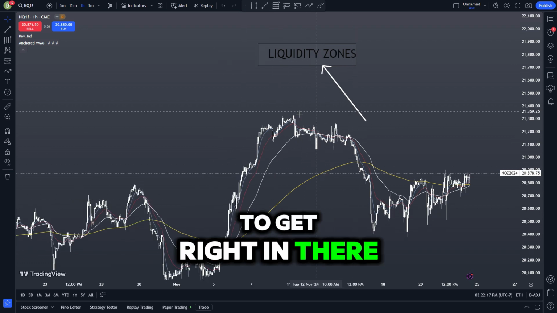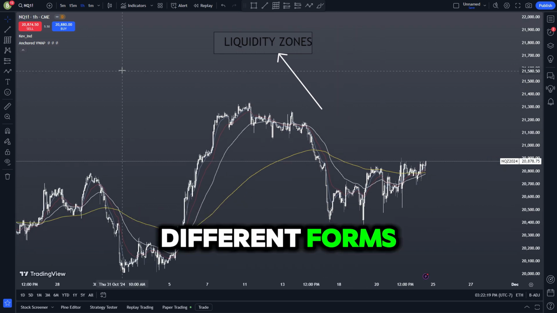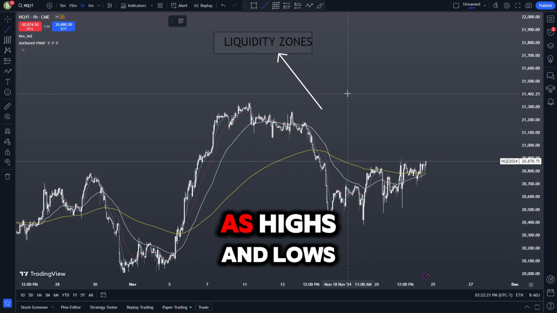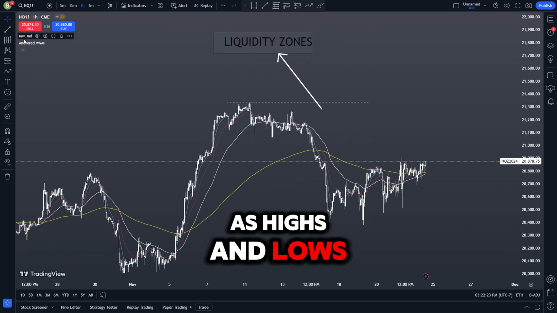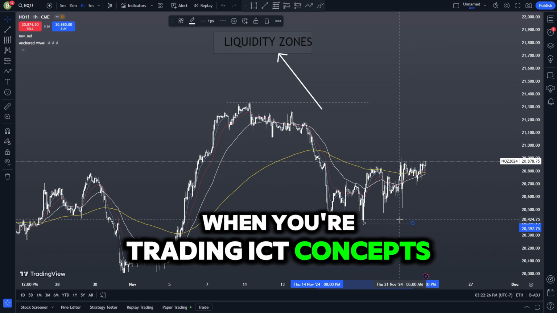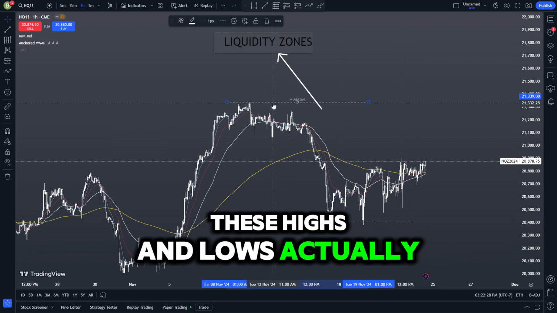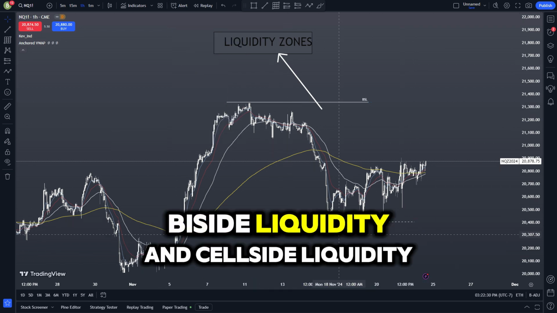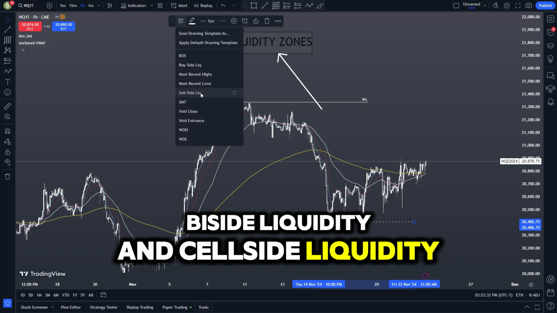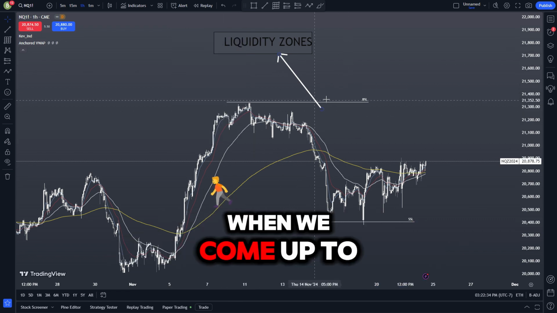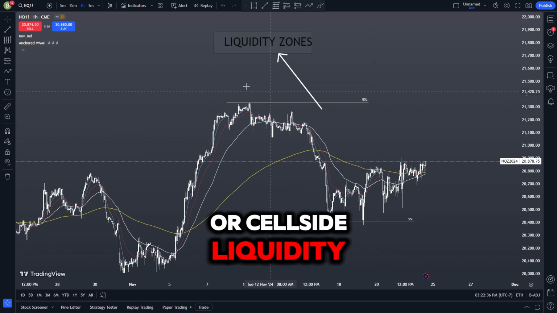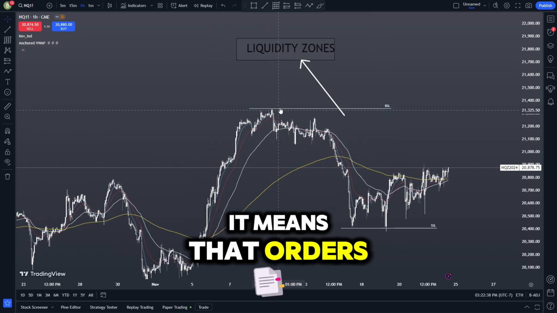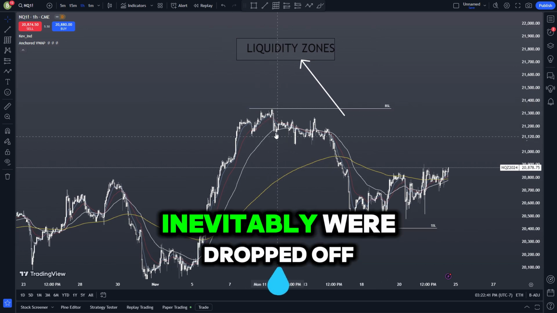To get right in there, liquidity comes in many different forms. A lot of you might know it as highs and lows. When you're trading ICT concepts, these highs and lows actually turn into buy side liquidity and sell side liquidity. Basically, when we come up to buy side or sell side liquidity, it means that orders that reached up to this point inevitably were dropped off.